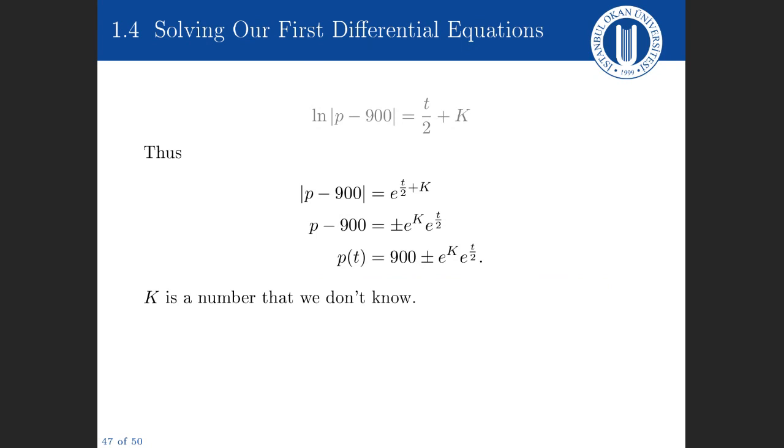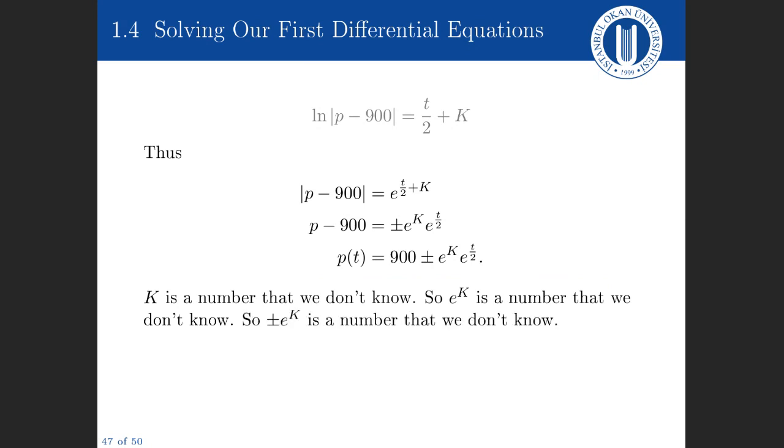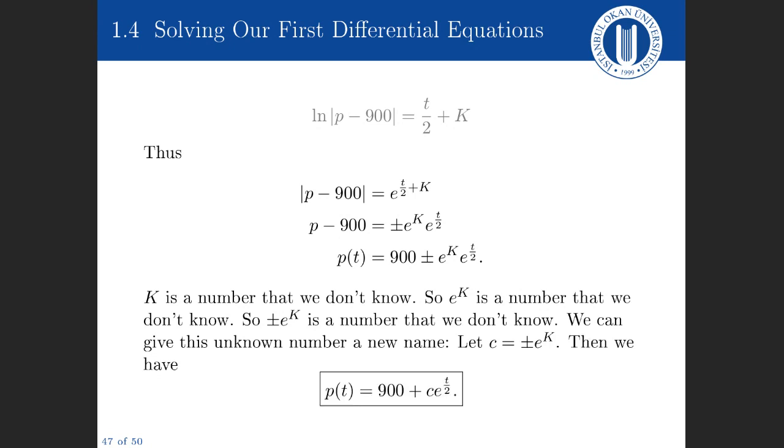What is k? K is a constant. K is a number that we don't know. But then e to the power k is also a number that we don't know. So plus or minus e to the power k is a number that we don't know. It's some constant. We can give this constant a new name. Instead of writing plus or minus e to the power k each time, we can give it a different letter, a different name. We can say that this unknown number is c. Then we have that p is equal to 900 plus some unknown constant c, e to the power t over 2.